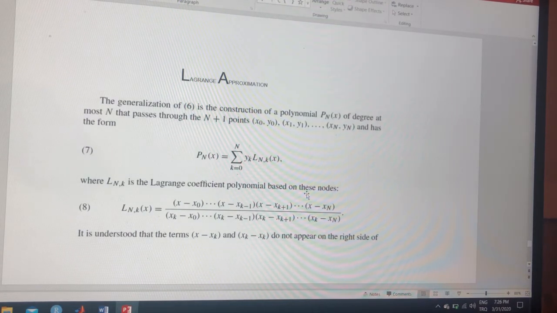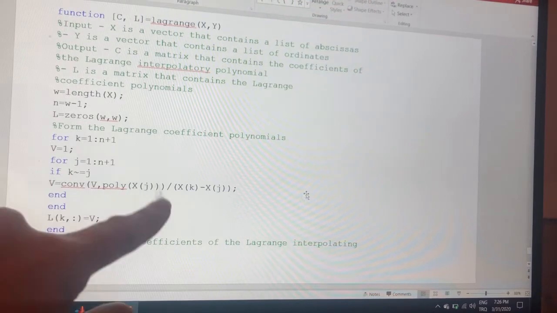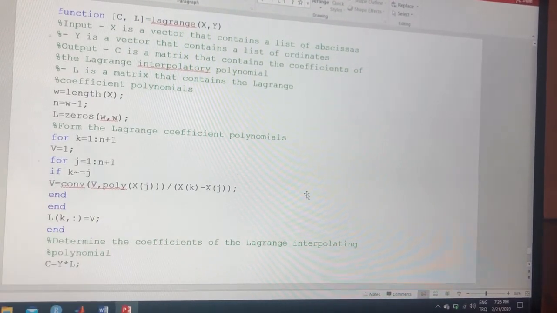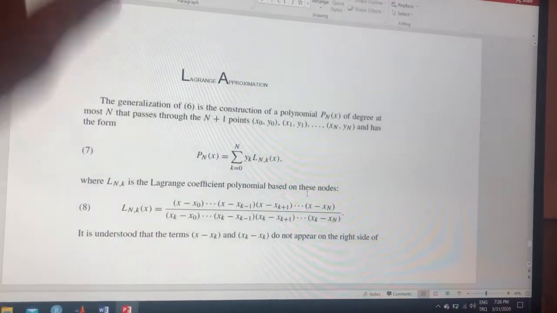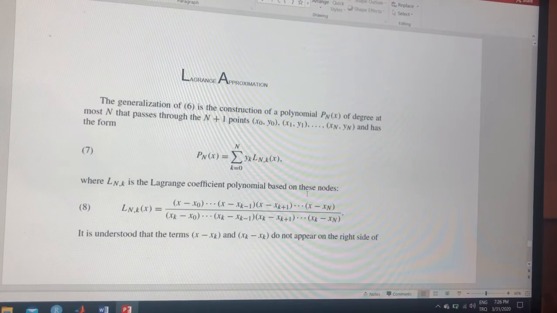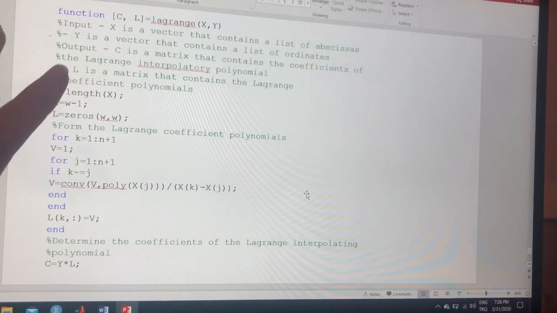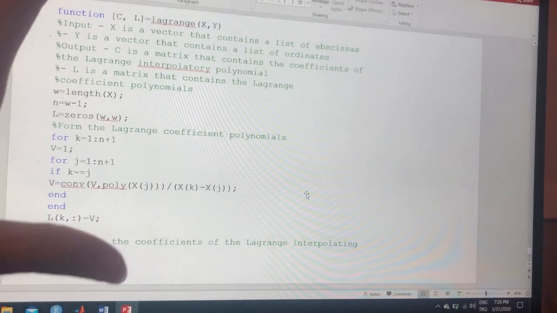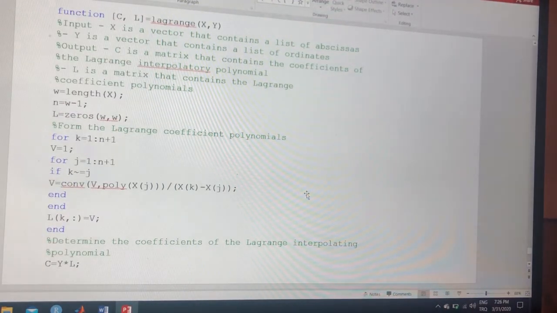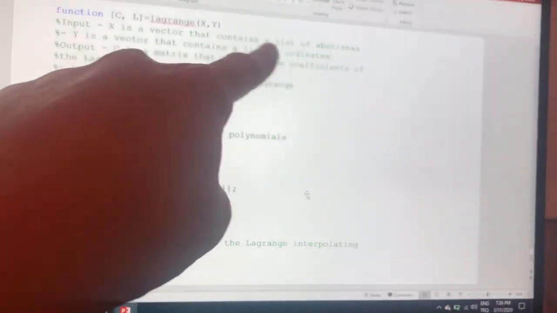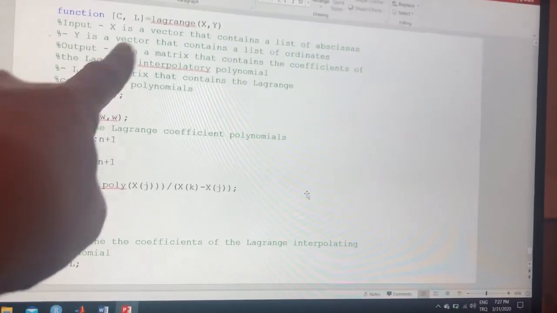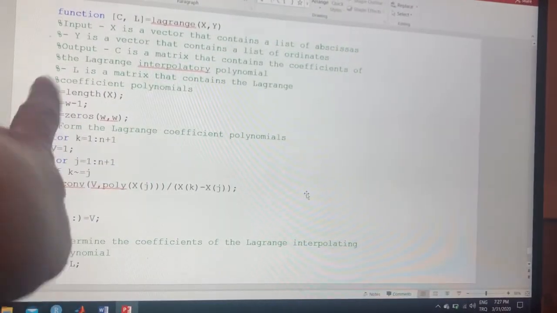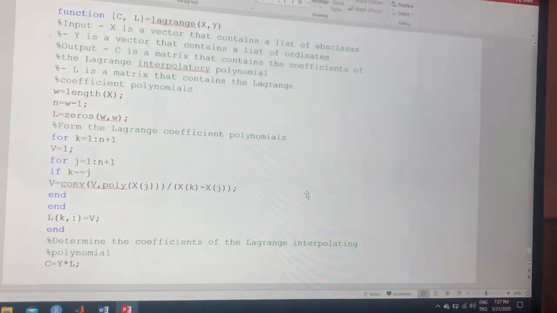This is a general way we can define it. I just wrote it there because for the MATLAB part we are using this formula. That's why I wrote the generalization in there. Again, you don't have to understand the coding part, but you need to know how to call this function. X is a vector that contains a list of abscissas. Y is a vector that contains a list of ordinates. So what you need to do is just give the data points and you can get the Lagrangian.